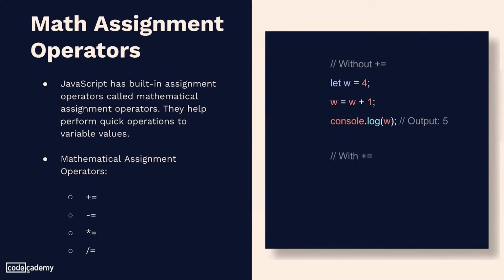We can also do this a bit quicker using the mathematical assignment operators, for instance, the plus equals operator. In this case, we have the same variable w, which is equal to 4, but instead, we could write w plus equals 1. If we console log this variable again, we will get the same output. It's worth noting that even if we use these math assignment operators, under the hood, JavaScript still computes it similarly to the syntax mentioned in the first example. The benefits of using these operators are simply for giving developers a shorter, simpler syntax. Let's now practice using these operators in the exercise's checkpoints.